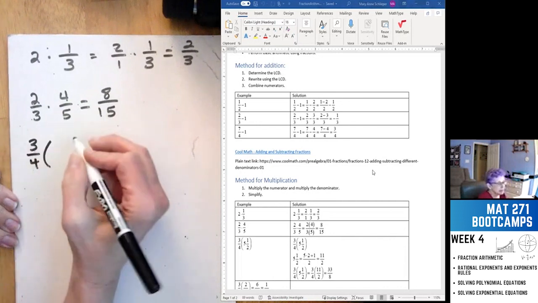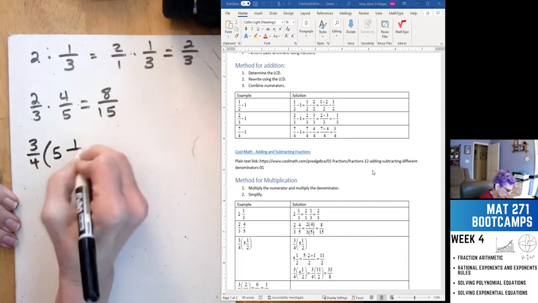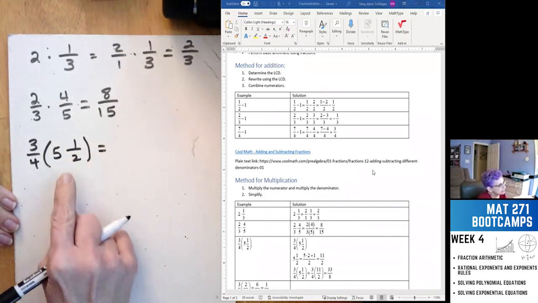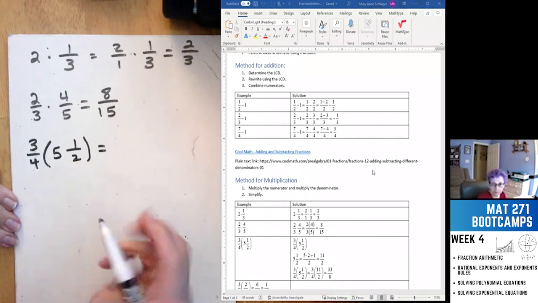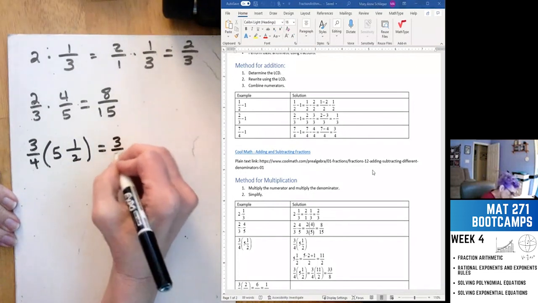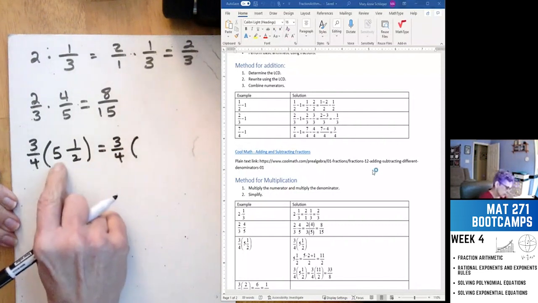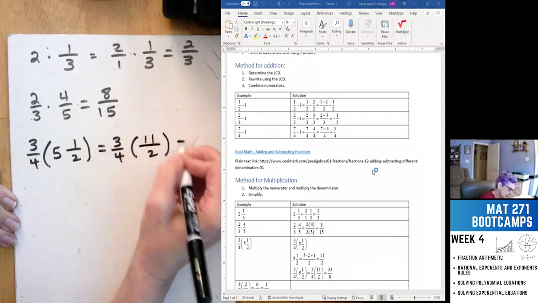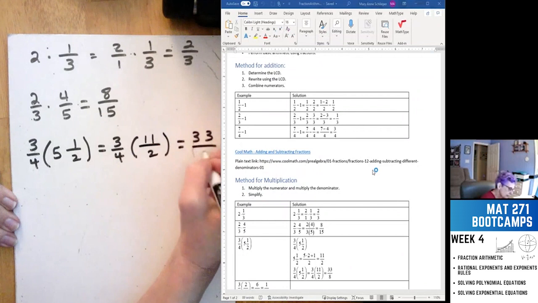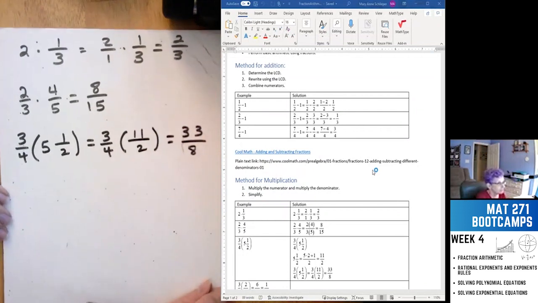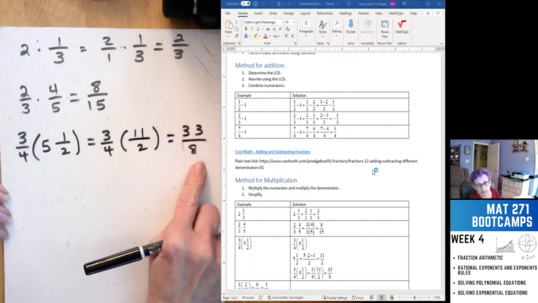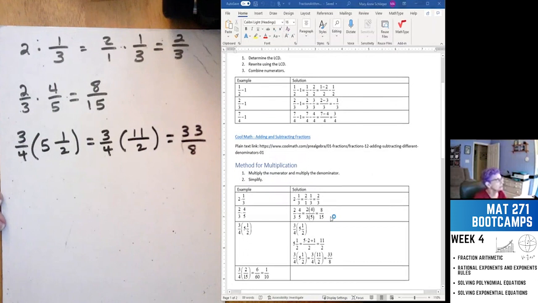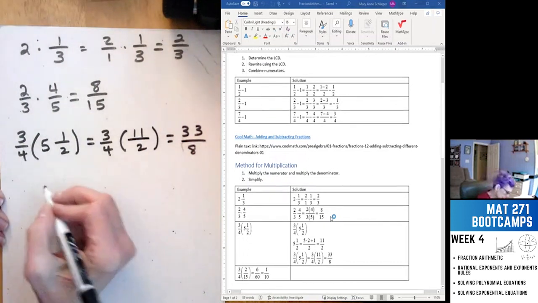3/4. This time we have a mixed number. So in order to multiply a fraction and a mixed number, we make the mixed number into an improper fraction. So 3/4. 2 times 5 is 10 plus 1 is 11. And then multiply, multiply. WebAssign will be happy with an improper fraction.